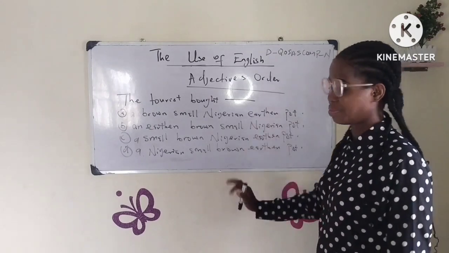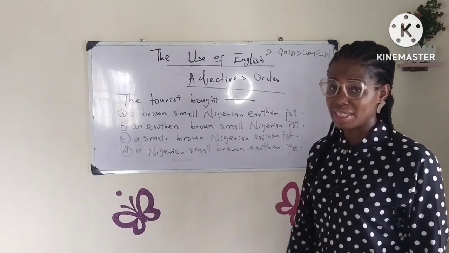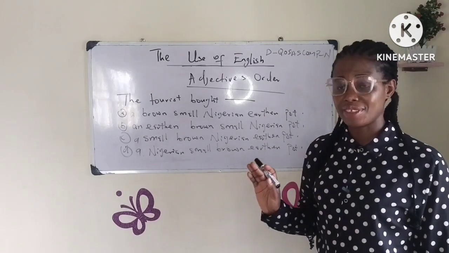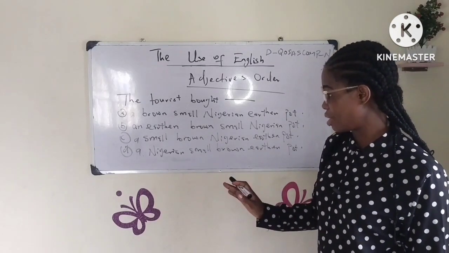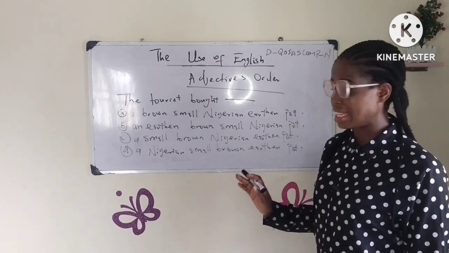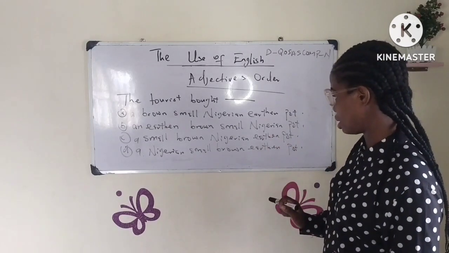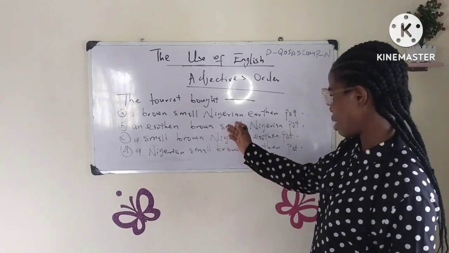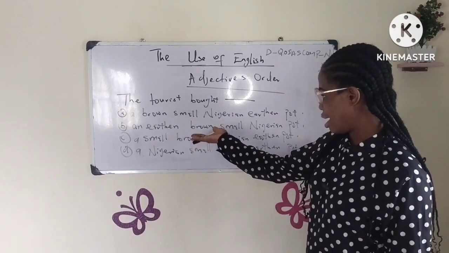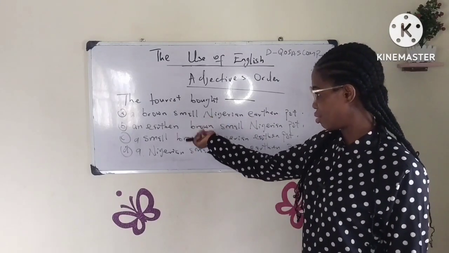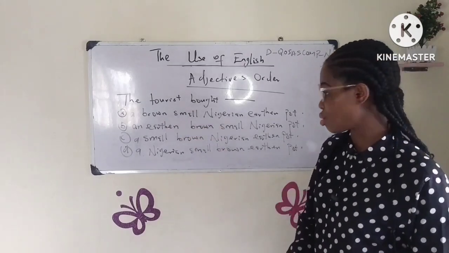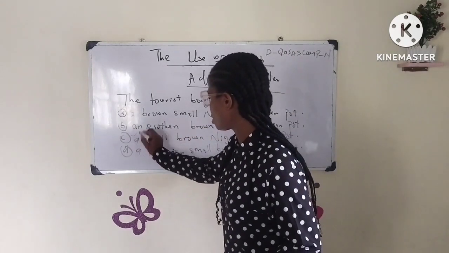Okay, S. This S stands for size. So after the determiner, what should follow is the size. Do we have any option that follows the pattern? We have option A, brown color, no. Option B, earthen, no. Brown color, earthen material, so it's not correct. Option C is correct. Option C follows the pattern.